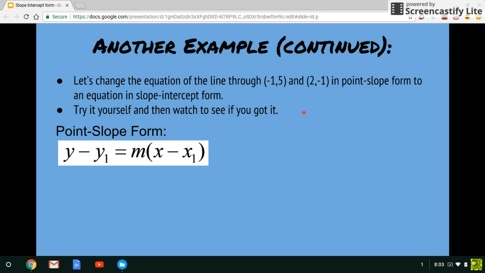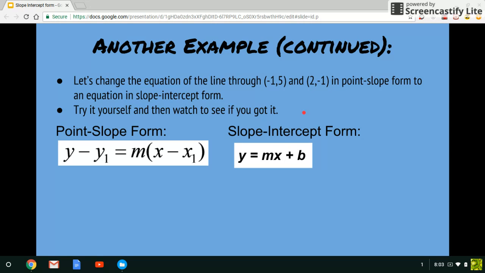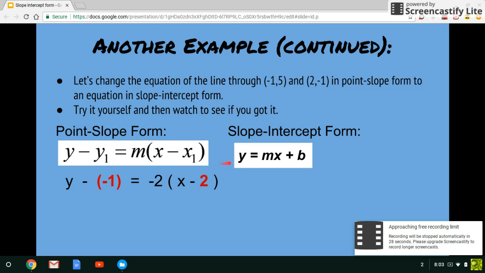So we've got our point slope form, reminding us of our slope intercept form as well. And the formula that we had from the last page, the equation, we had y minus -1 equals -2 times x minus 2. And we are changing that into y equals mx plus b. Okay, so we distribute our -2. We subtract 1 from both sides. And we get our equation y equals -2x plus 3.